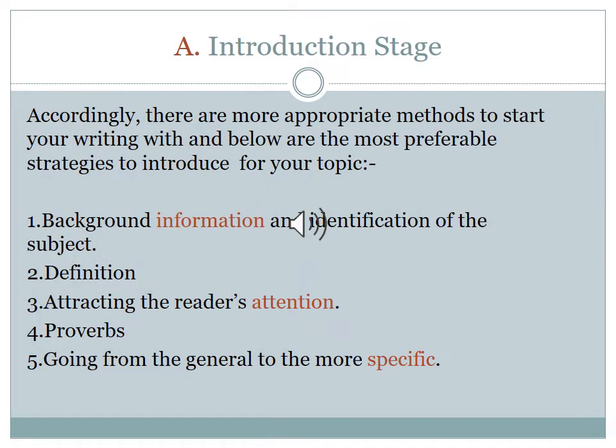How can we introduce for a topic? We can give background information about the subject. We can, for example, start from the general, then go to the more specific. For example, if your topic is overpopulation in Egypt, you can start from the general fact that there is the problem of overpopulation in the whole world, and you mention information about this. Then you end your introduction with the fact that there is an overpopulation problem in Egypt. So that would be an introduction, a successful introduction for this topic.